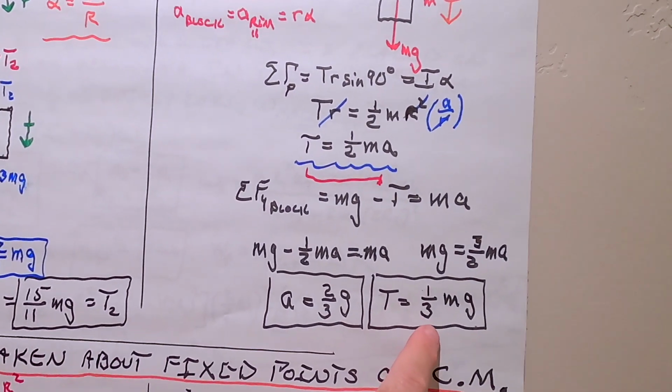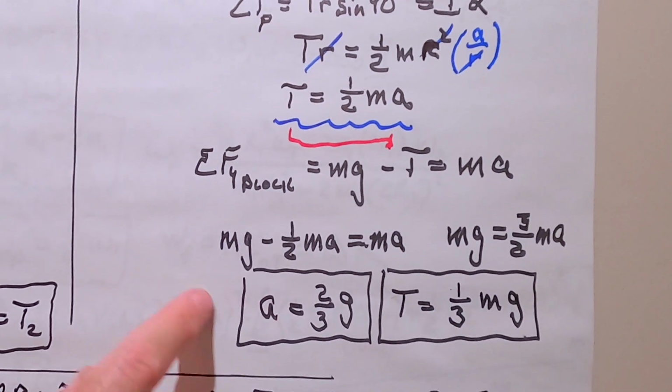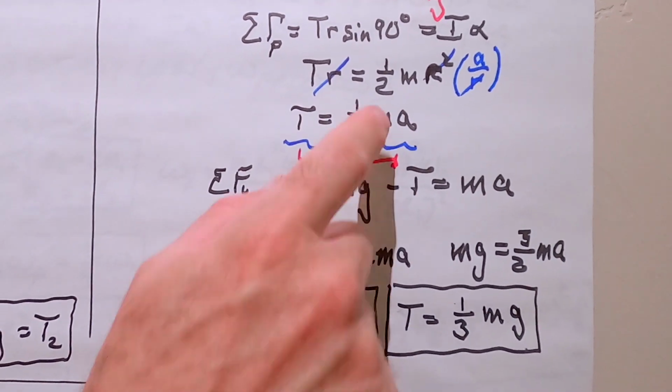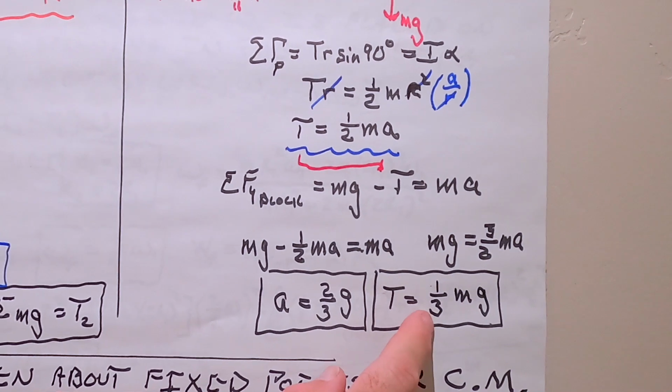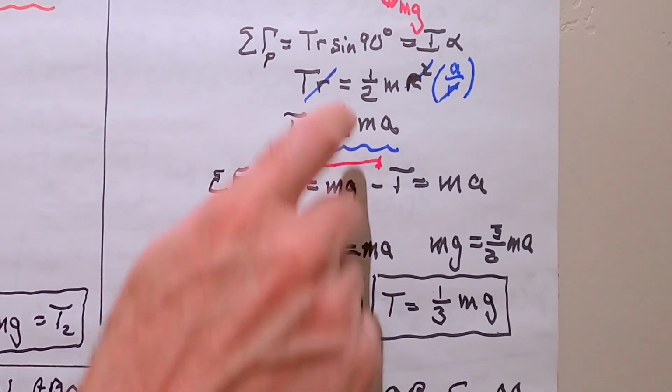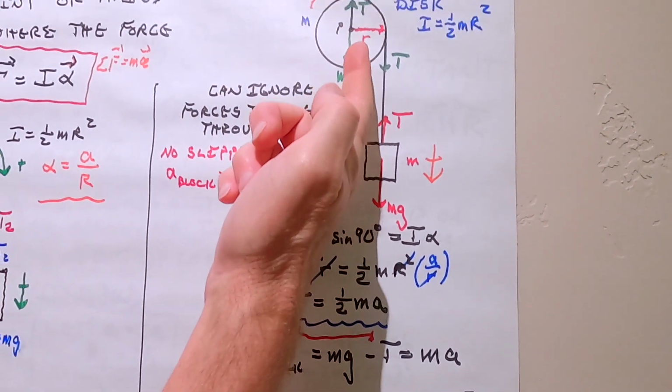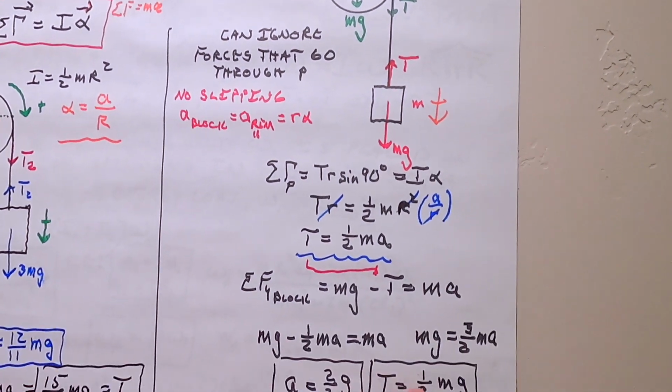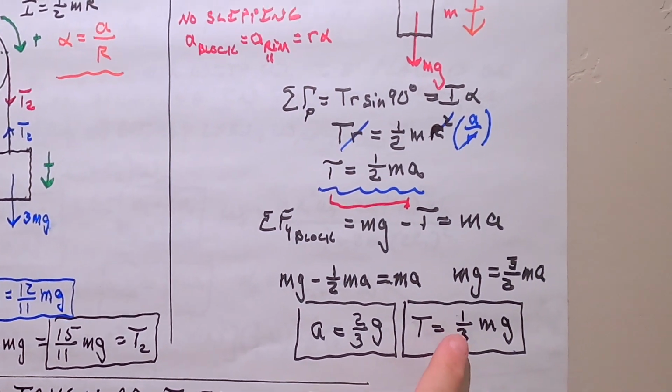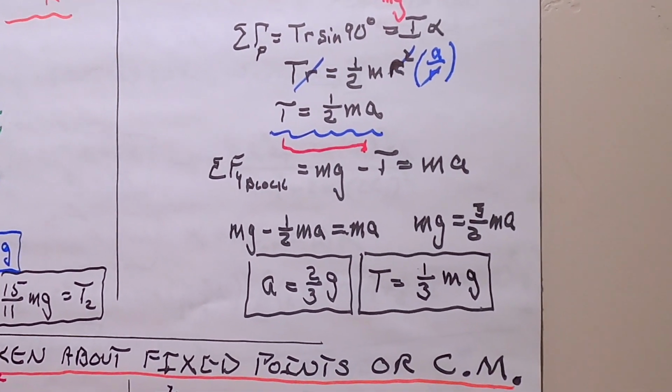Okay, and now we can get the tension because I can just plug this a back up into here. The 2's drop out and you get 1/3 times the weight right here. So mg better be bigger than T because it's accelerating downward. So T is just 1/3 mg right here.